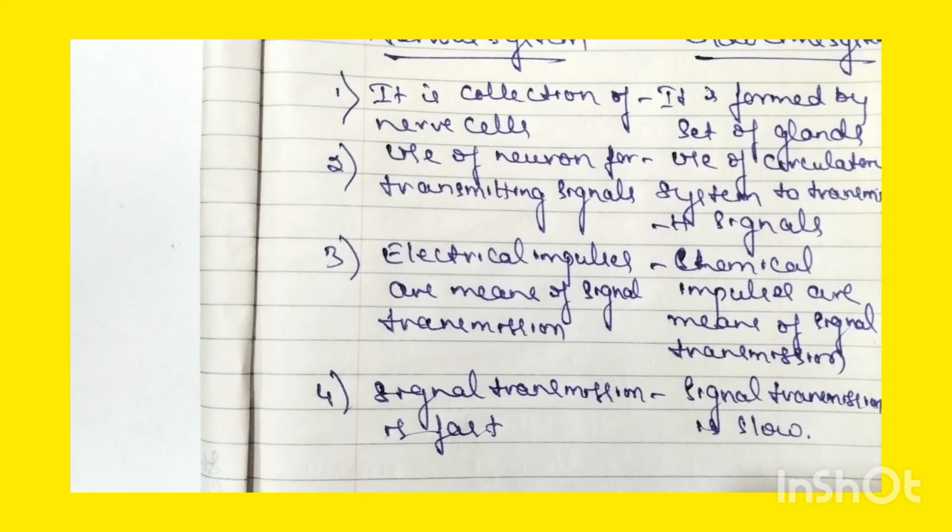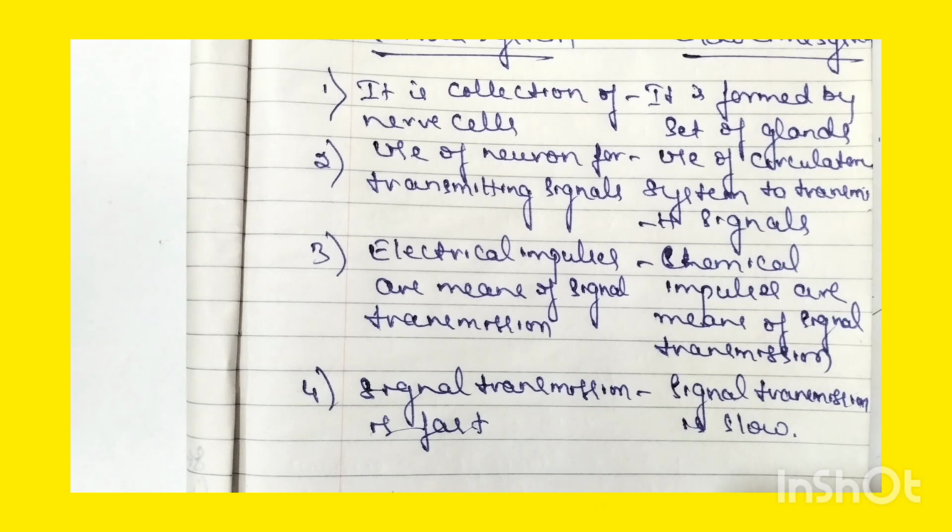These are the differences between nervous system and endocrine system. By answering this question, we have successfully answered all the questions related to practice paper number 11.